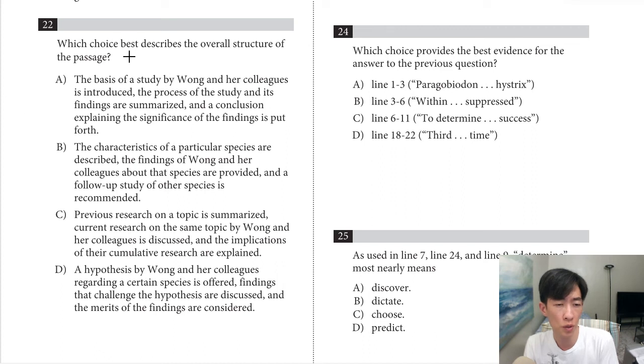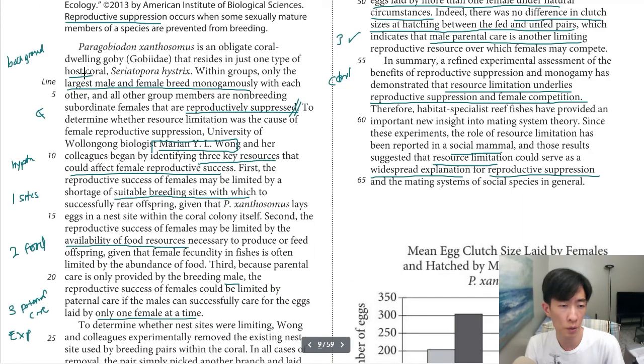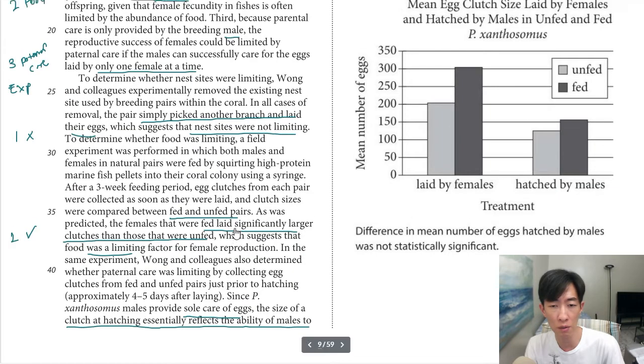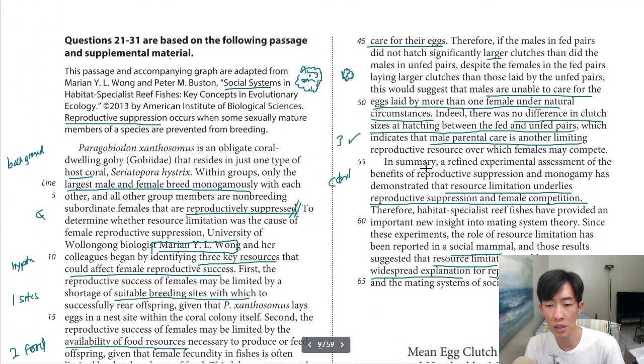Question 22, which choice best describes the overall structure of the passage? So let's look back at our annotations real quick. Notice how we start out with some background information, lines 1 to 5, the research question in lines 5 to 10. They mention the factors in the second paragraph, and the next paragraph talks about the actual experiment with the results for each of the factors. And then the last paragraph talks about the conclusion. So we're going to look for something like that.